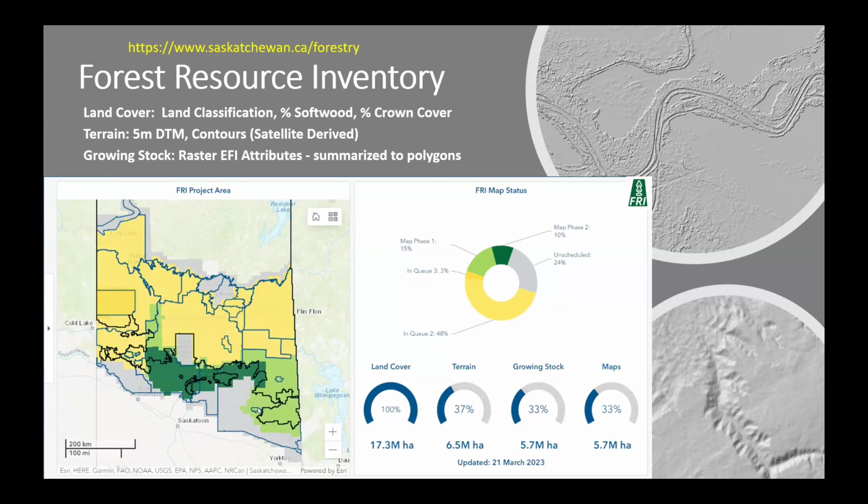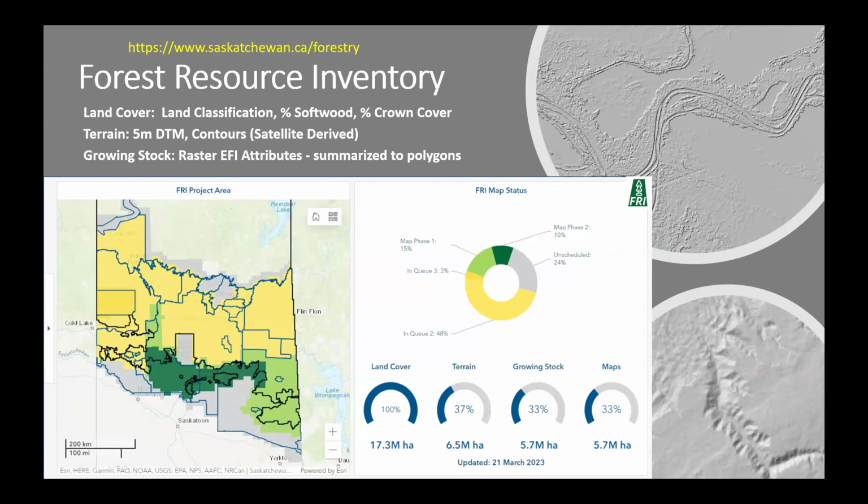It also includes forested parcels in the forest fringe that have been traditionally managed for agriculture. And so those are the areas south of the colored blocks here. And within our FRI, we have three public components. We have a land cover, which includes a classification to one of 11 land types. We have estimates of softwood percent and crown cover on 10-meter pixels.